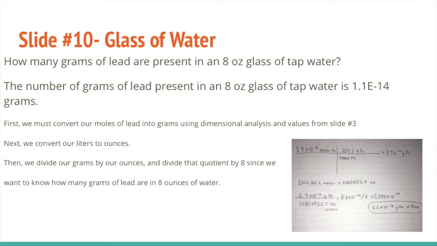33,814,022.7 ounces. Then we take our grams, which is 2.9 times 10 to the negative 6 grams of lead, and divide that by our ounces, 33,814,022.7, which gives us a number of 8.6 times 10 to the negative 14th. And then since we want to know how many grams of lead are in 8 ounces of water, we divide that quotient by 8, which then gives us 1.1 times 10 to the negative 14th grams lead in 8 ounces of water.